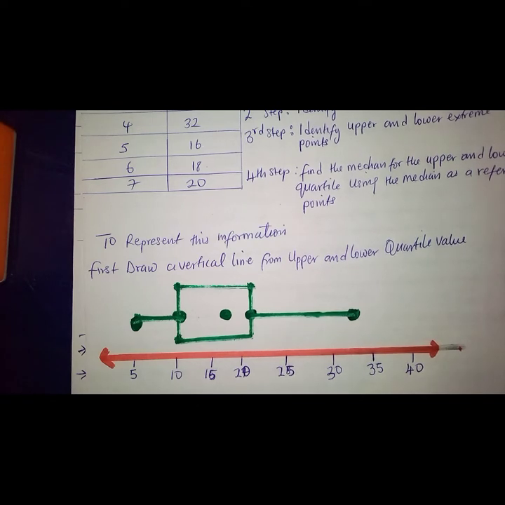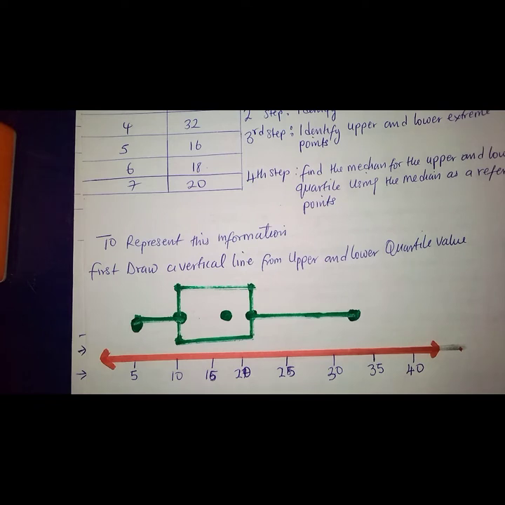From here now, we can say that the highest score this man can score in this game is 32, the lowest score he can get is 5, and the middle number, or the median of his score, is this particular 17. So this is how it is carried out.